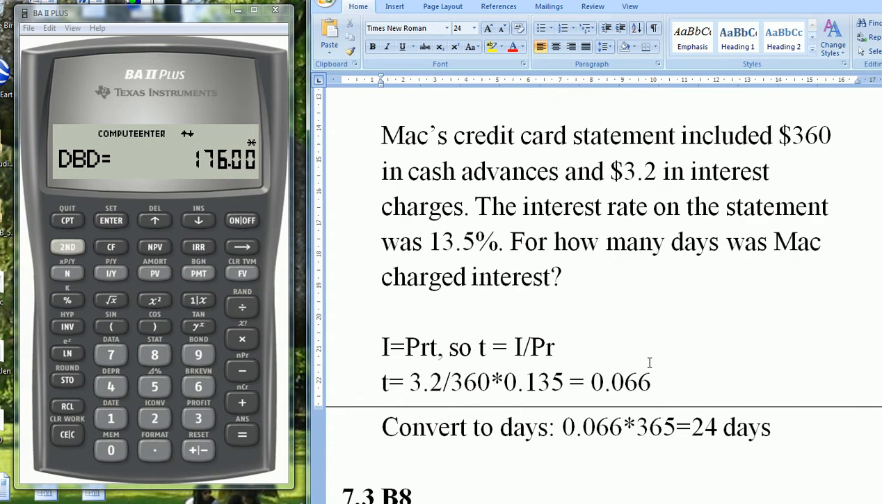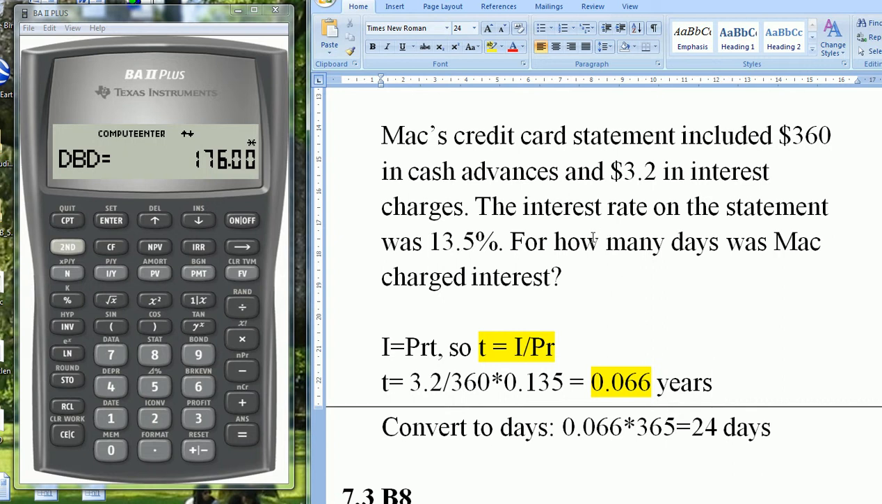Okay, so now this question is asking us time. So I equals PRT, so therefore T equals I divided by PR. So T is the amount of interest, which was 3.2, divided by 360, because it was the principal, he borrowed $360, and the interest rate is 13.5%, 0.0135, and that gives us 0.066. Now that is years. Remember, everything is in years.